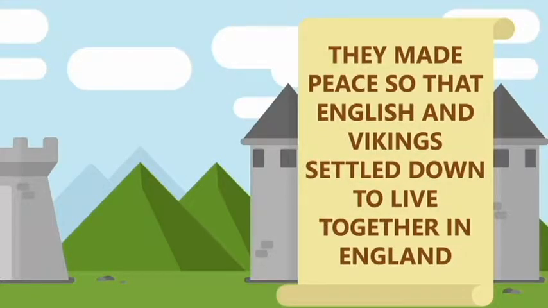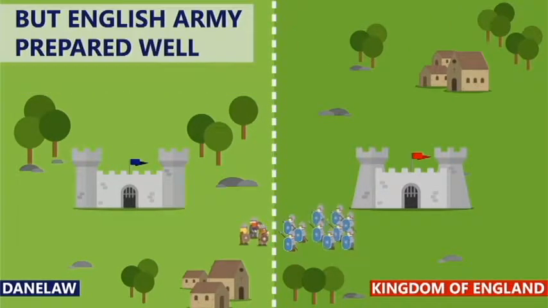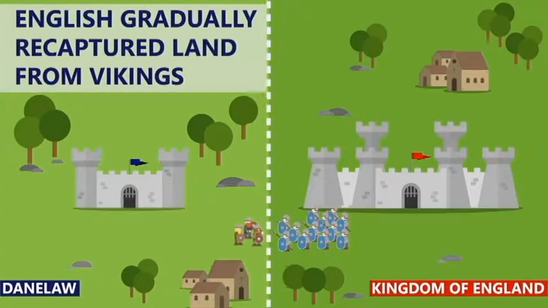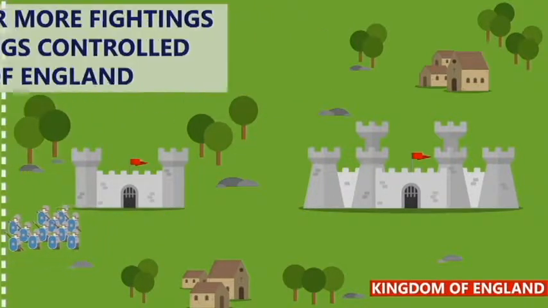They made peace so that English and Vikings settled down to live together in England. Some Vikings agreed to live in peace though fighting still went on, but the English army prepared well. That's why the English gradually recaptured land from the Vikings.